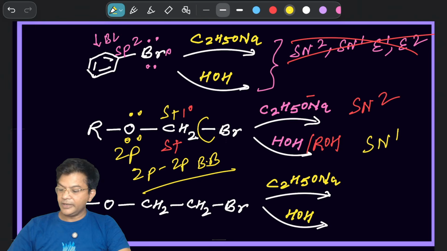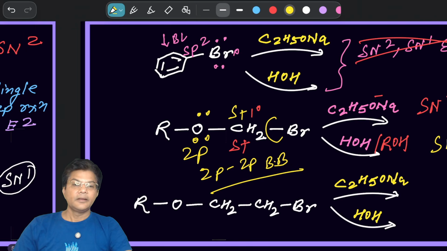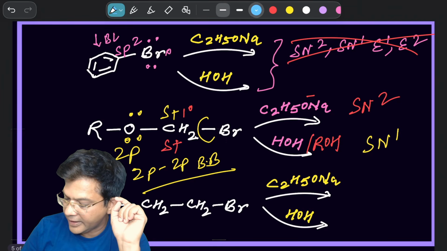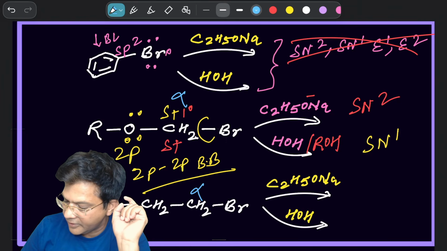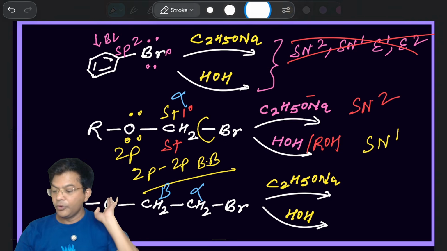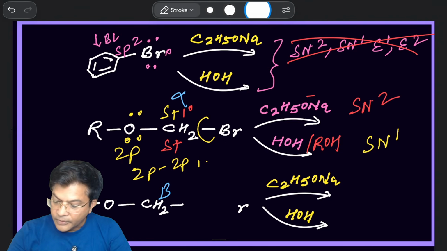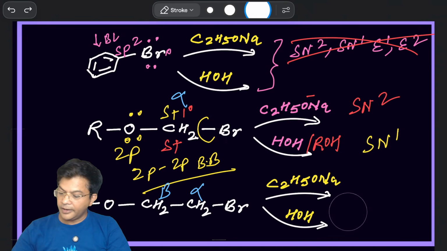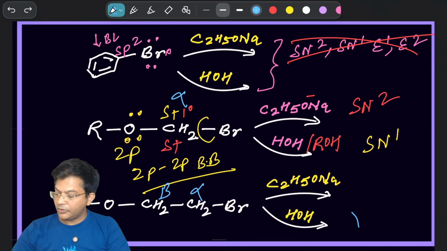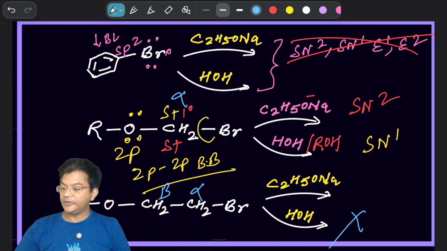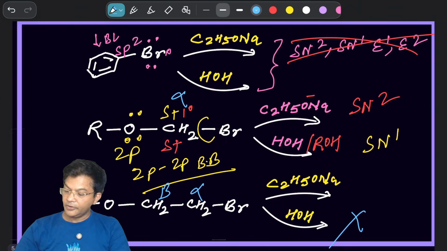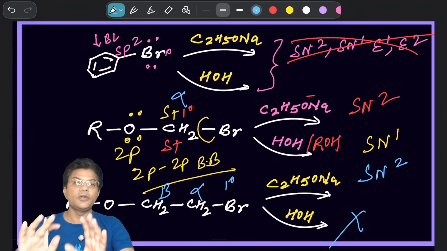Now if you see the next one, in the upper one the oxygen heteroatom was present at the alpha carbon, but here it is at the beta position. Oh, sorry. So no resonance is possible, you see. So I will not say SN1 takes place here. No resonance stabilization, so no SN1. But here it is 1 degree, so definitely SN2 will take place. I hope till now it's clear.